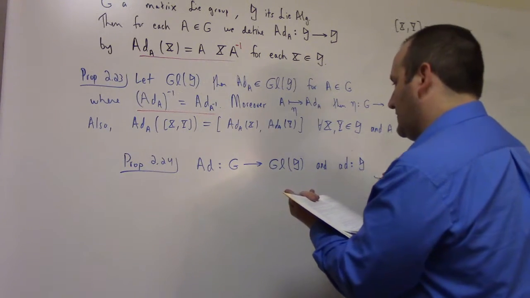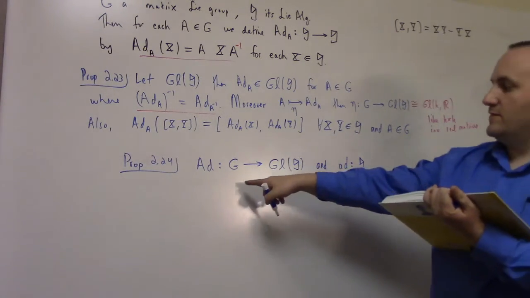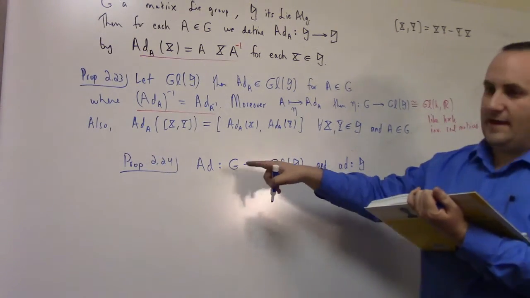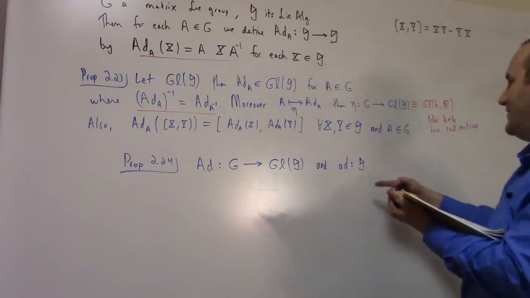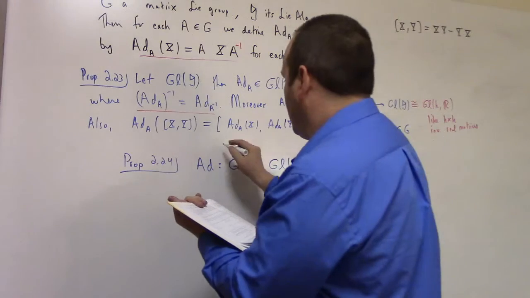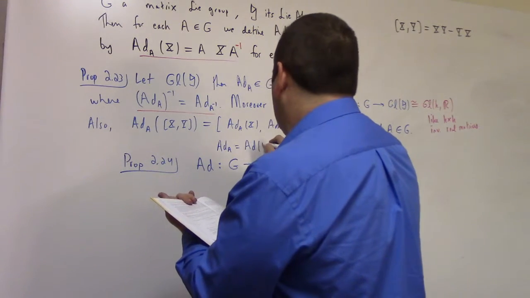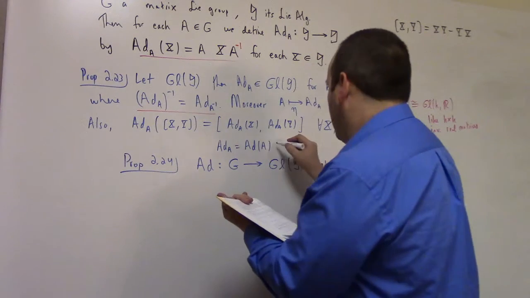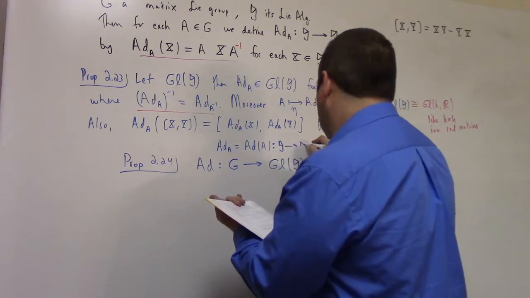from 𝔤. Now he's using this notation, Ad sub A, and when he writes this, he's already saying that Ad sub A is equal to Ad of A. And those, by the way, are invertible transformations from 𝔤 to 𝔤, right?